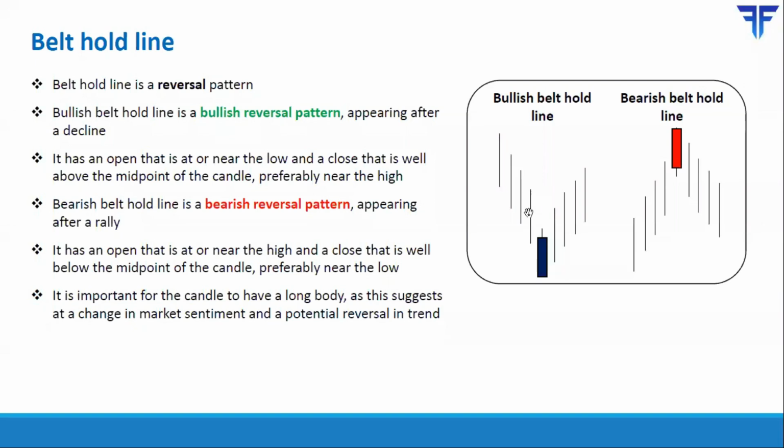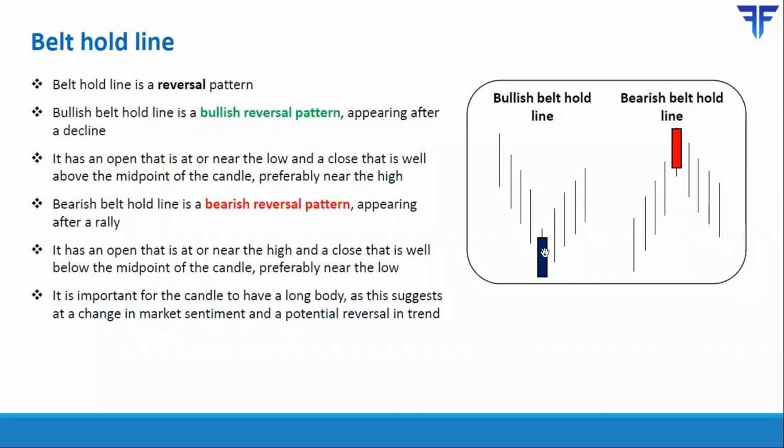Again, a belt hold line can be split into two parts. One is the bullish belt hold line, while the other is the bearish belt hold line. The pattern on the left shows how a bullish belt hold line looks. So as I said, a bullish belt hold line is a bullish reversal pattern that appears after a decline in price. Now, when this candlestick forms, what happens is that price opens with a gap down, but then it does not fall further and rallies sharply over the course of the candle to close above the midpoint of the candle.